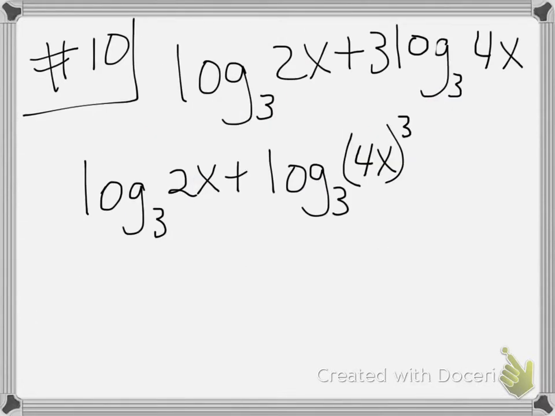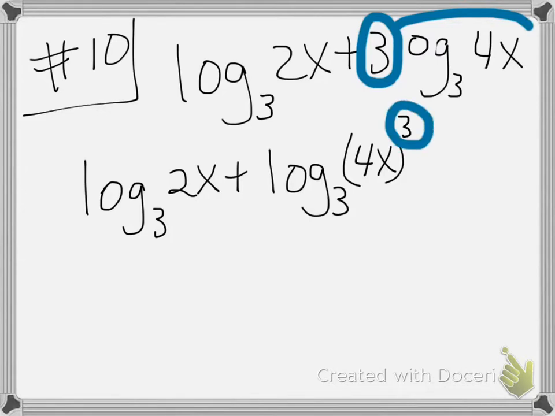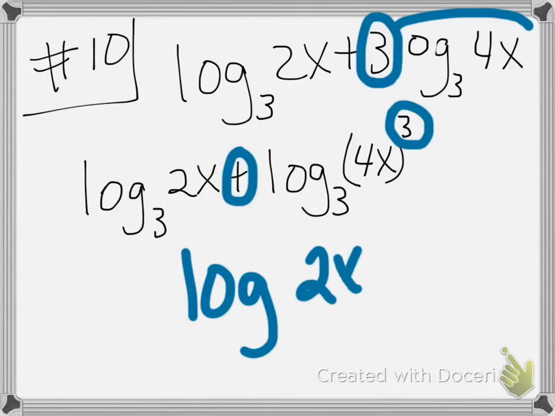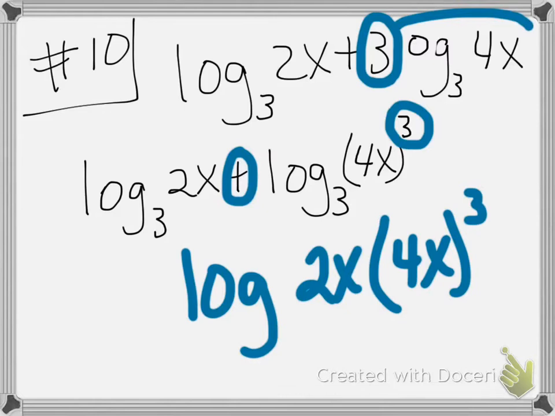Number 10, now we're condensing this. We're trying to bring it back. So the very first thing you have to look for when you're condensing is a coefficient. If I have a coefficient, it's going to move over here to become the power. So I've moved the 3 to be the power, so it's 4x to the third power. Now what does addition become? Addition becomes multiplication. Now I'm down to one logarithm, and I'm going to keep the base.